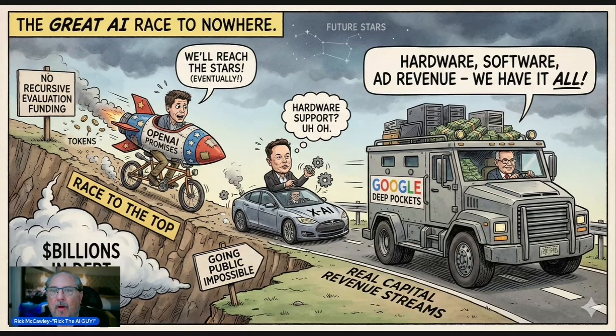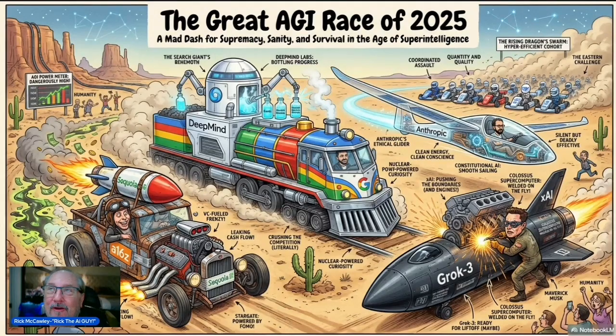But why is it a problem? Okay, so let's go deeper. This is slide number 2. This is just 2 out of 15. So you got Anthropic over there with ethical glider, clean energy, clean conscious, and constitutional AI smooth sailing. You've got Grok down there with crazy rocket ship energy. You've got the Sequoia Fund, but and A16Z. I think that's something else. The AOI power meter, dangerously high. A mad dash for supremacy, sanity, and survival in the age of superintelligence.